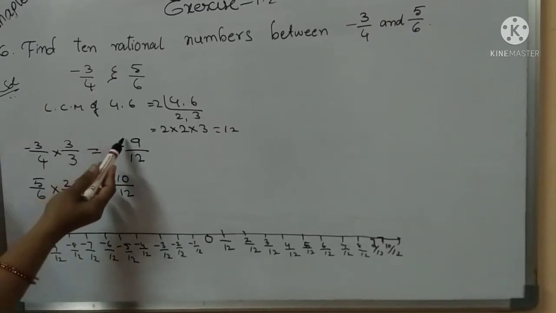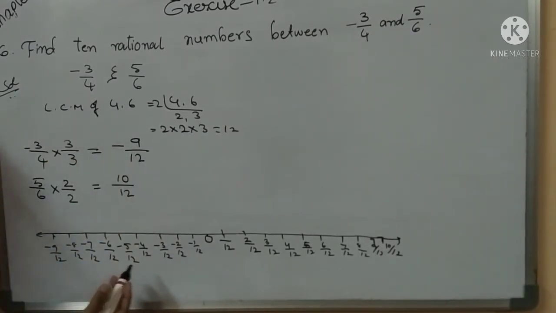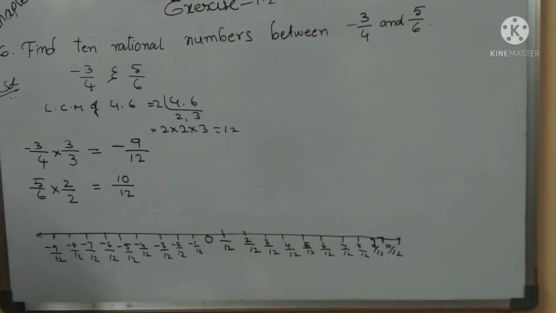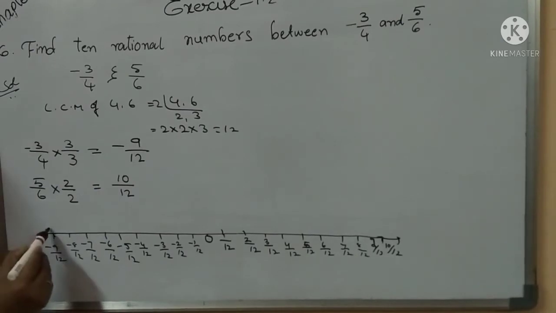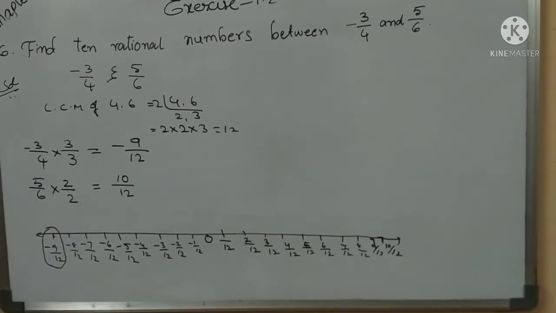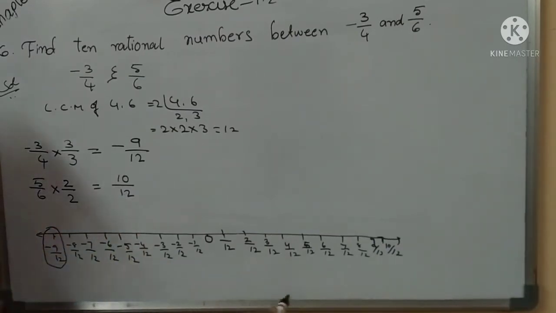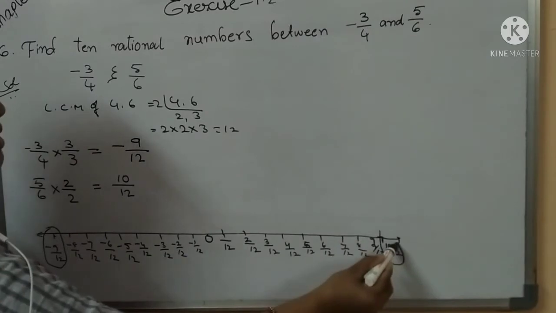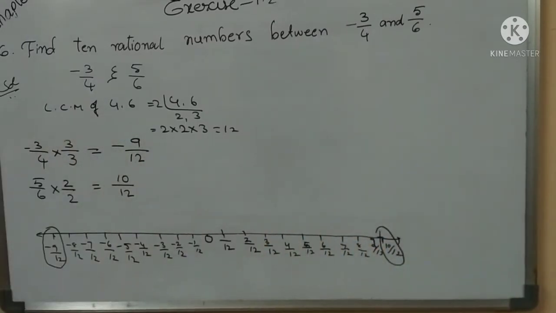So here minus 9 by 12. On the number line this is a negative number, the symbol is negative. The left side of 0 has the negative numbers. Then we locate the point minus 9 by 12 on the number line. Next, locate the point 10 by 12 on the number line. Understand here?